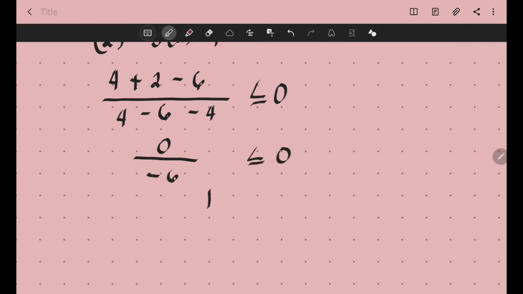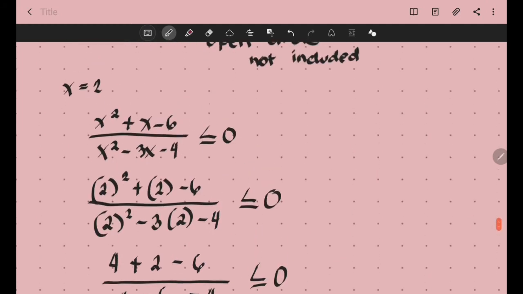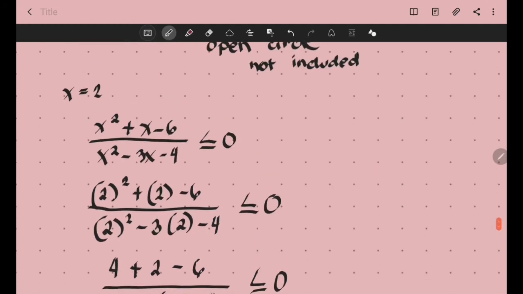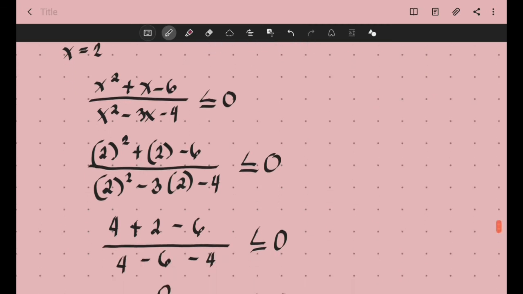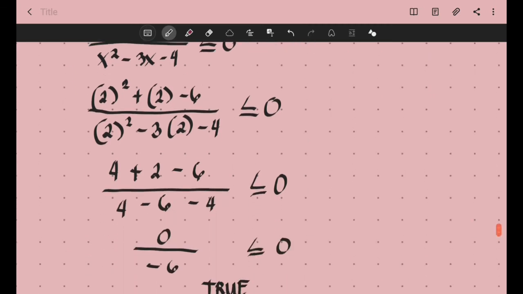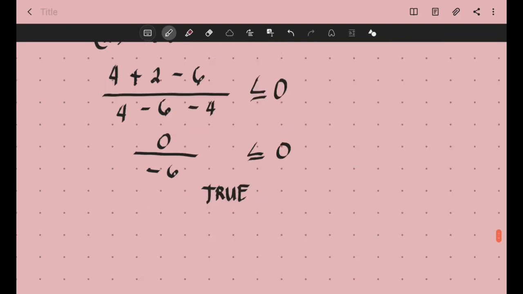Yes. So therefore, that is true. That when x is 2, it will satisfy our rational inequality. Therefore, 2 is included because it satisfies that 0 all over negative 6 is less than or equal to 0. So how do we represent that on our number line?